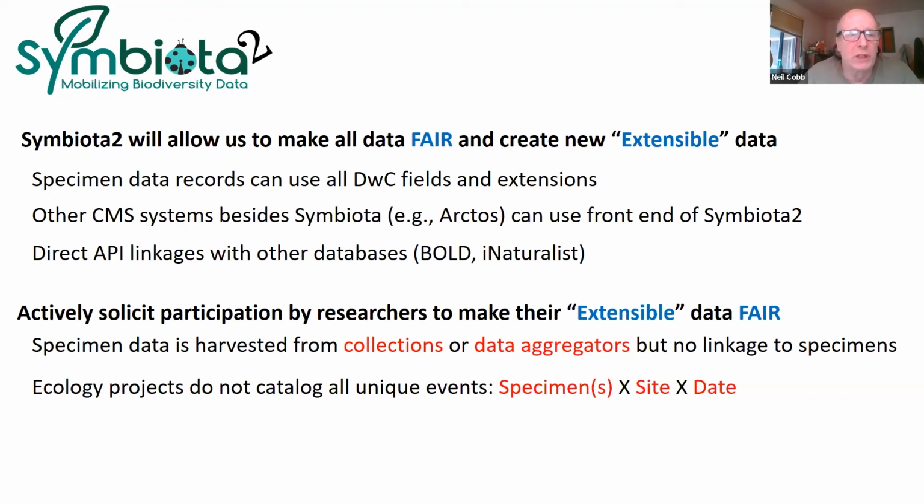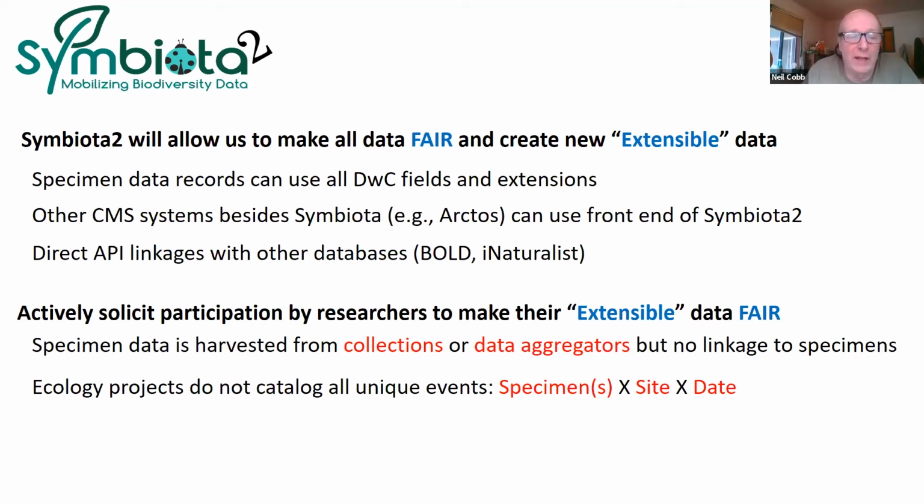So a couple of examples of how Symbiota 2 will make our data more FAIR and extendable. Right now, it will allow specimen data records to use all Darwin Core fields and extensions. Right now, we only use 90, and it's a real pain to add any Darwin Core field. So this will totally open it up in that respect. Other CMS systems besides Symbiota, like Arctos, can use the front end of Symbiota, for example, potentially using an Elasticsearch dashboard to summarize their data or their queries. And it will make it a lot easier for developing direct API linkages with other databases like BOLD and iNaturalist.